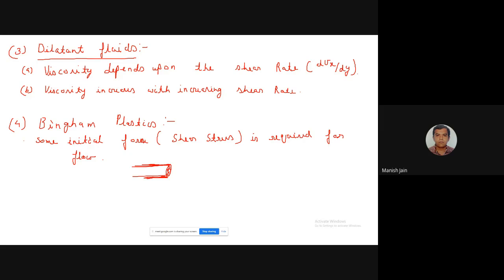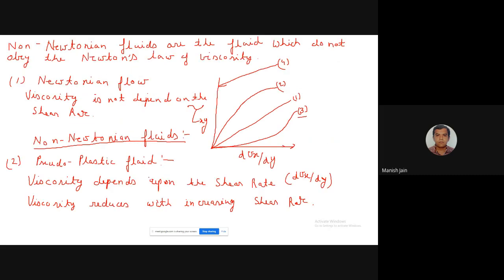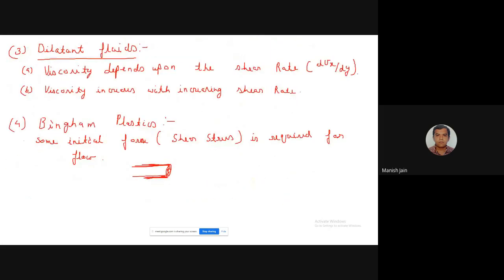Okay, so these are the four different types of non-Newtonian fluids. There are other types of non-Newtonian fluids also, but these are the main types. And most non-Newtonian fluids show more than one type of non-Newtonian behavior based on the range of shear rate. Okay, so there are some fluids like polymeric melts.